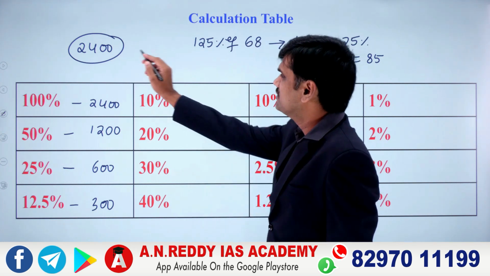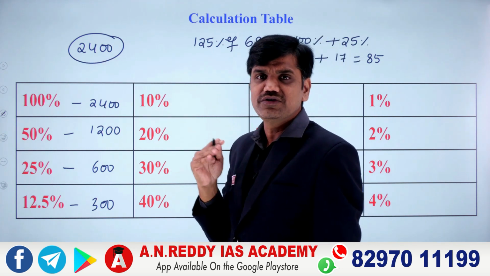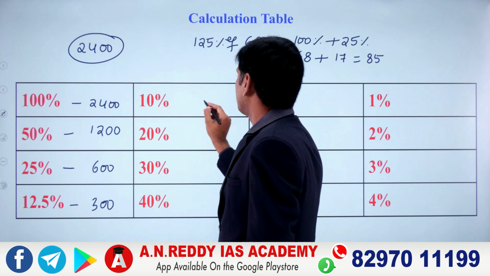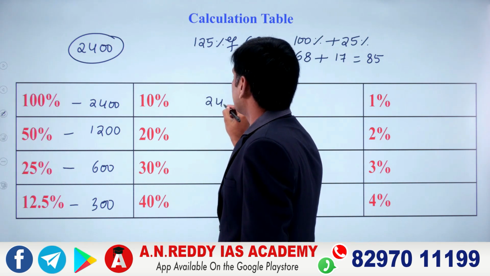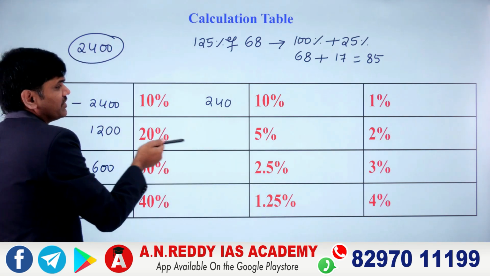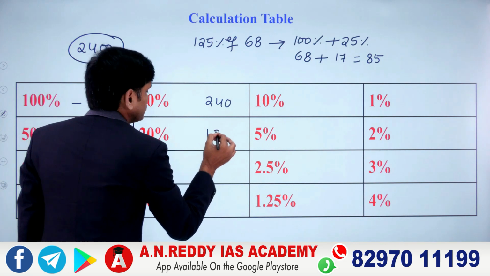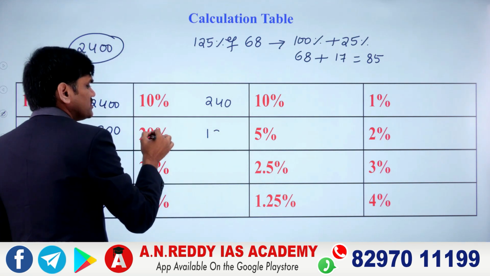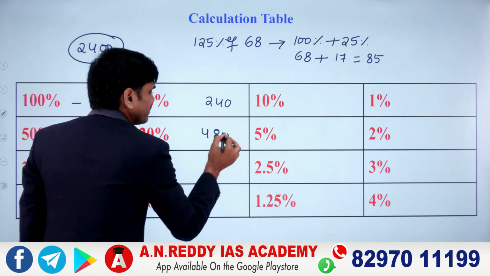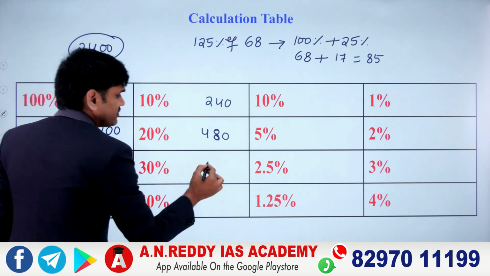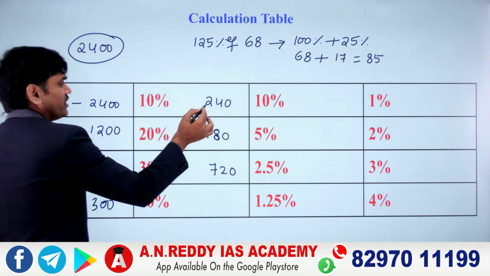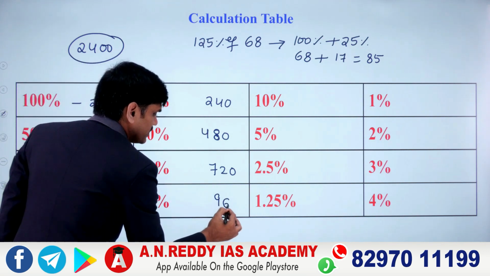If I want 10% of the number, 10% of the number is nothing but 10 by 100 into number. 10 by 100 is nothing but 1 by 10th. 1 by 10th of 2400 is nothing but how much? 240. So if I want 20% of the number, 20% is double of 10%. So 10% is 240 here. 20% means double. Double of this will be how much? 480. 30% is nothing but triple of this. That's why it will be how much? 720. 40% is nothing but 4 times of that. Hence it will become how much? 960.